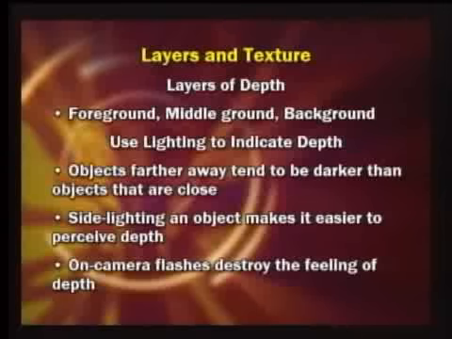And along those same lines, side lighting an object makes it easier to perceive depth. If you take a picture with a flash, everything appears very flat. You don't get any sort of feeling of texture because the light source is coming from the same place as the camera. Say, for example, if you're taking a picture of a person and you're using on-camera flash, it tends to flatten all their facial features. They might look like they don't have a nose or something, depending on how far away they are and just how intense the flash is.